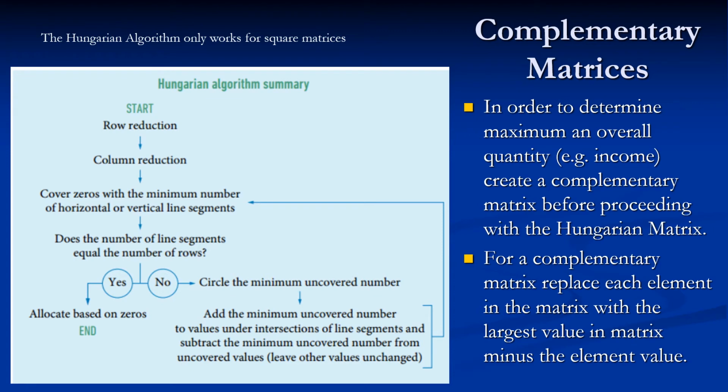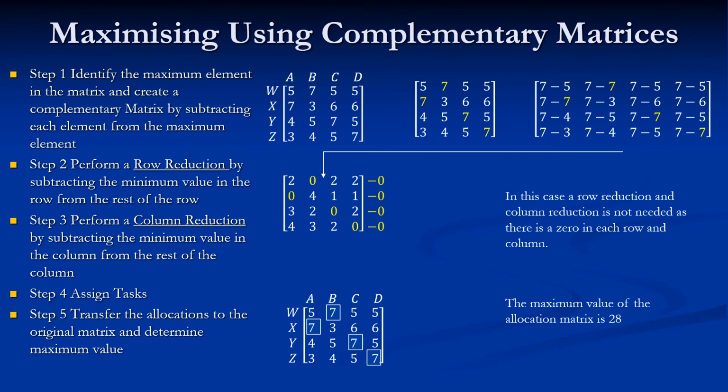Now, sometimes we want to maximize, and to do that we're going to have to create complementary matrices. So in order to determine an overall maximum of an overall quantity, for example income or scores, you're going to create a complementary matrix before proceeding with the Hungarian algorithm. So for a complementary matrix, you just replace each element in the matrix with the largest number in the matrix minus the element value. So it kind of looks like this.